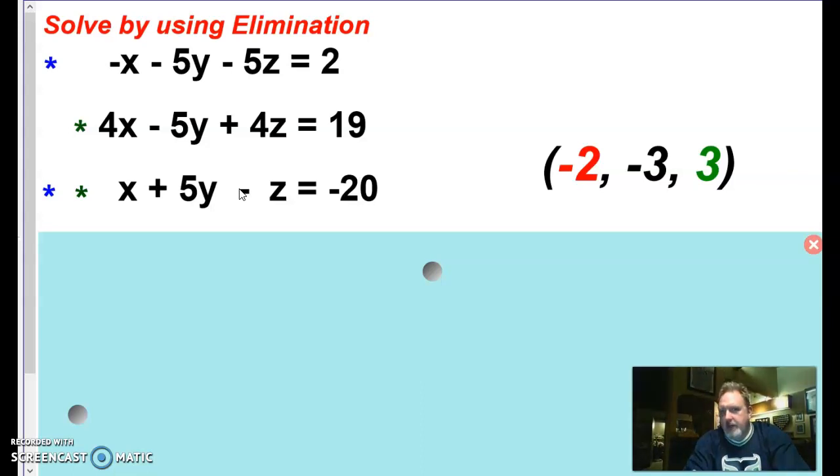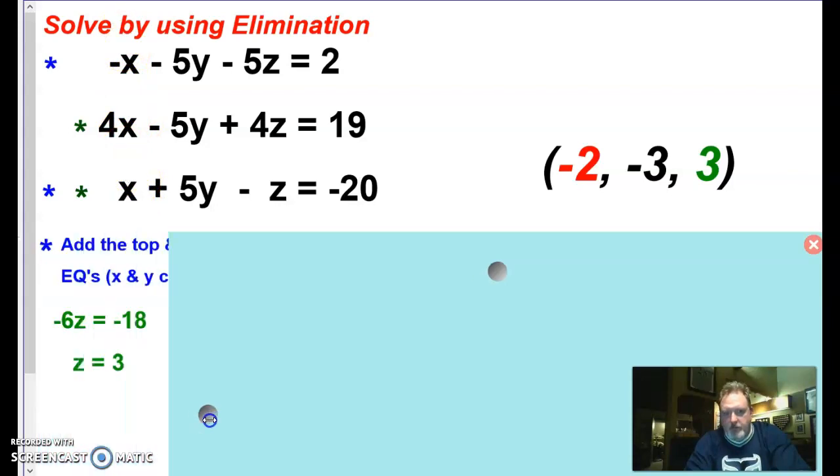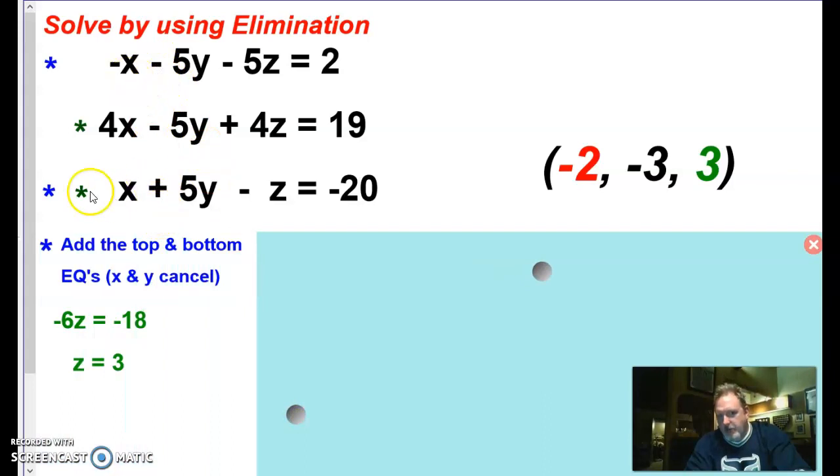So in this case, we have to do elimination twice. If you look at the top and bottom equation, you'll see that the x's will cancel. So we're going to start there. If I add that top and bottom equation, and you'll see that's why I put the blue asterisk here, if I add these two equations together, I get -6z equal to -18. That allows me to solve for z.